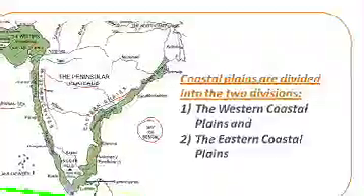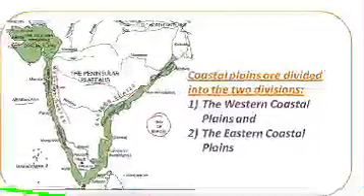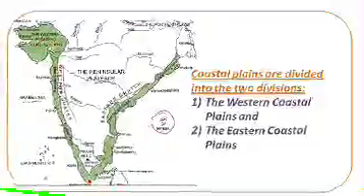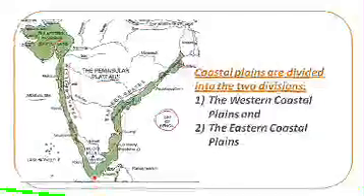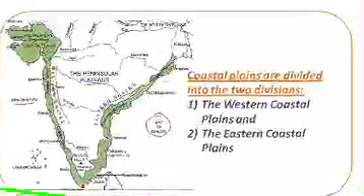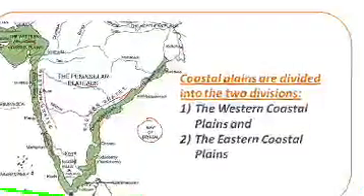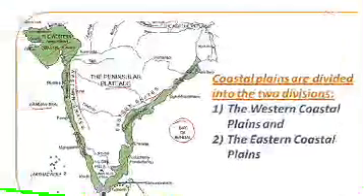Third point of difference is about the fertility. Western coastal plain happens to be less fertile and eastern coastal plain more fertile, comparatively more fertile. Then the western coastal plain receives more rainfall and the eastern coastal plain receives comparatively less rainfall.